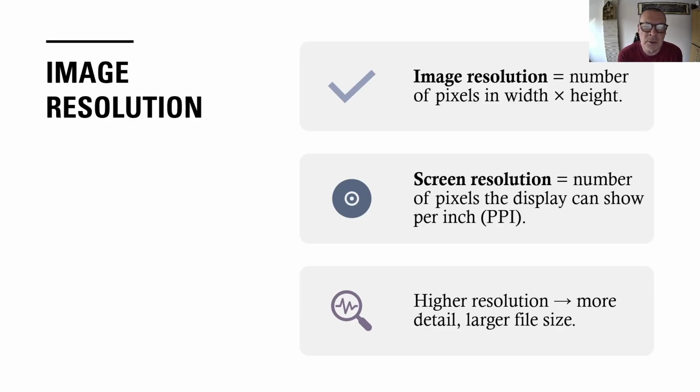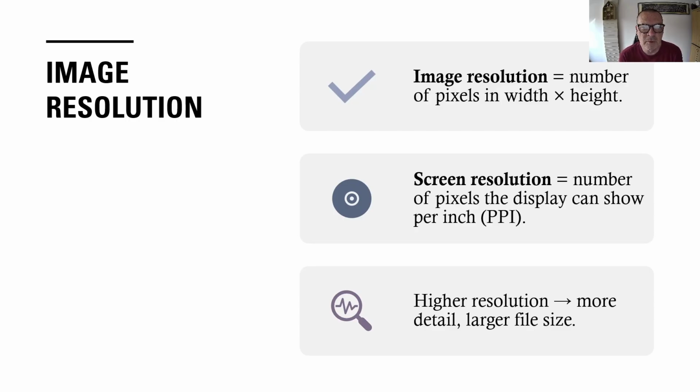Image resolution can mean a couple of different things. In our context, we normally mean the number of pixels in the width and the height multiplied together. Multiply those two together and you get the image resolution. That's the total number of pixels in the image. So a high resolution image has a large number of pixels compared to a low resolution.